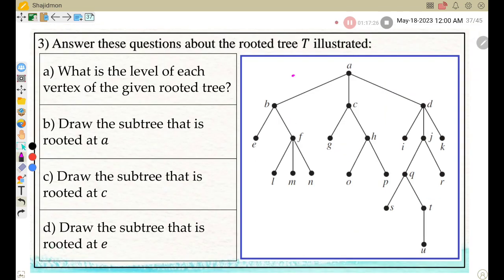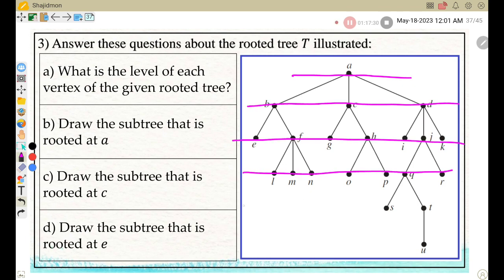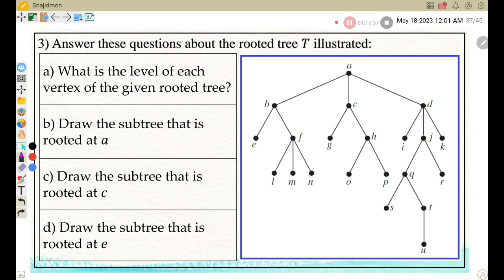So this is level 0, this is level 1, this is level 2, level 3, level 4, level 5. Like this we can calculate each vertex's level. For example, if it is asking for N, what is the level of N? What will you do? Starting from the root, draw the path. How many edges are involved? 1, 2, 3. So 3 is the level of that vertex. Like that we can calculate every vertex's level.